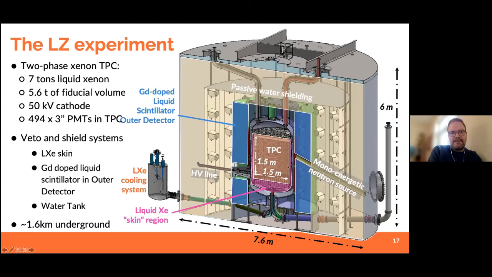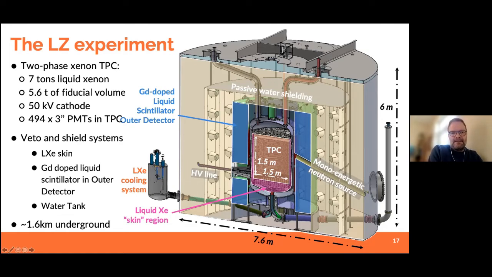So you have this liquid xenon time projection chamber in the middle, which is instrumented with photomultiplier tubes at the top and the bottom. And then you have different layers of shielding. So in LZ, there is what is called the liquid xenon skin. This is just an extra layer of liquid xenon around the TPC, which acts as a shield.